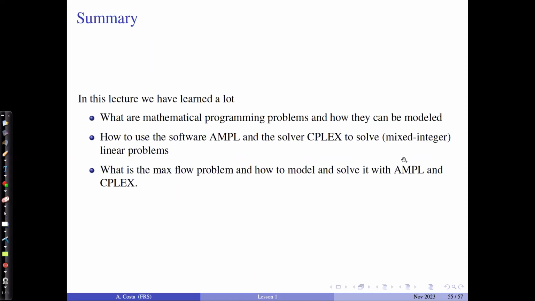Okay, then I think we can go to the summary. First thing, I think you learned a lot today. You may not realize, but there are a lot of things like what is an optimization problem, what are mathematical programming problems, how they can be modeled, the basics of AMPL and how to solve problems with CPLEX, and then also the max flow and how we can model and solve it with AMPL. So there's a lot of things in less than 2 hours.